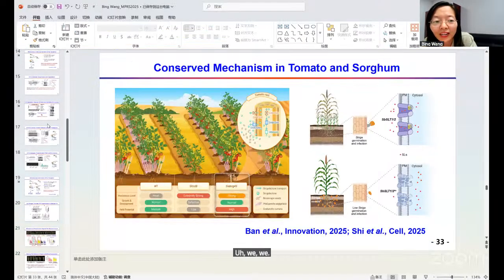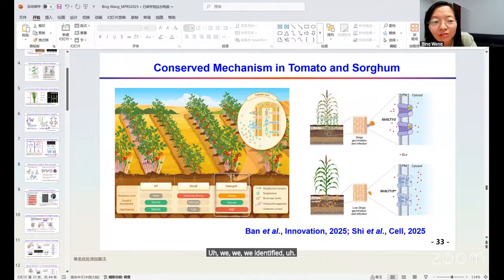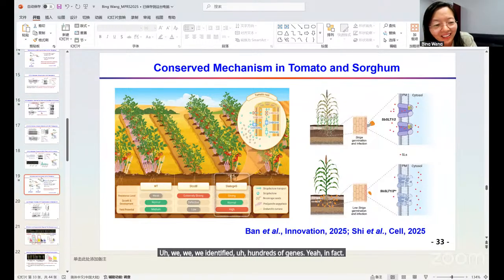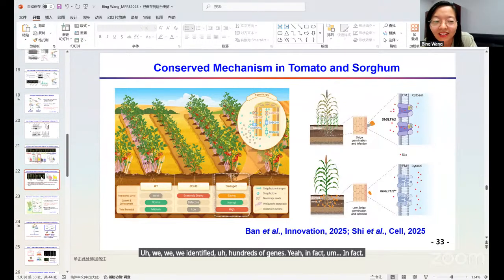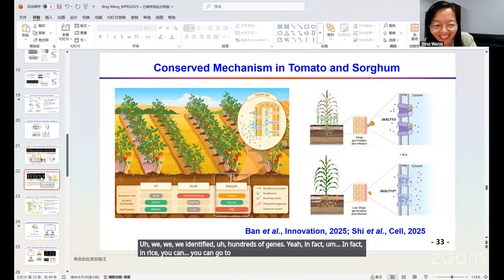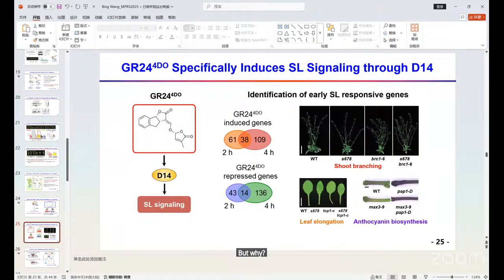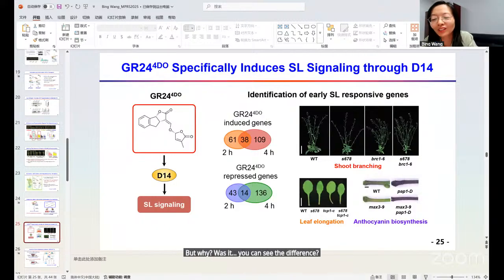We identified hundreds of genes. Yeah, but compared to auxin. Auxin, in fact, in rice you can get thousands of genes. But why is that different? It's very few, not as many as other hormones, maybe.